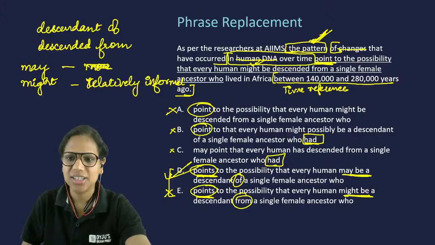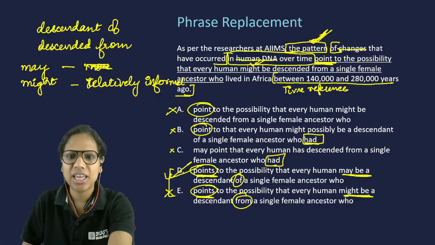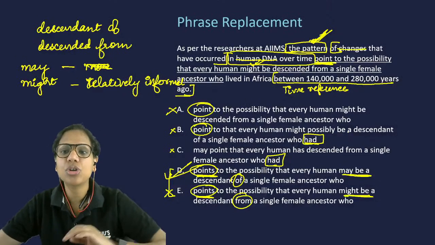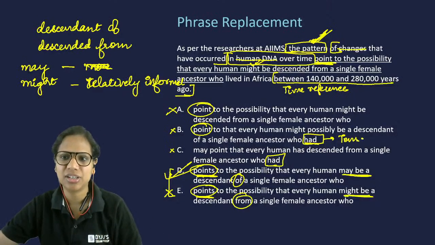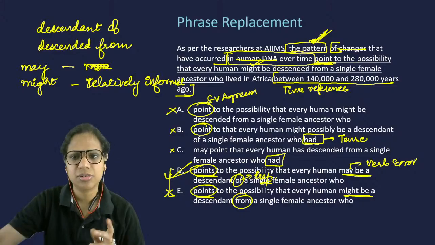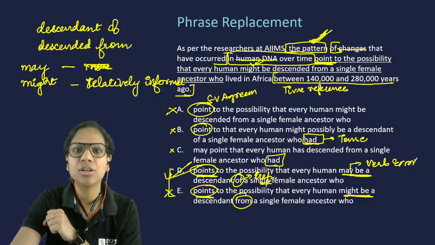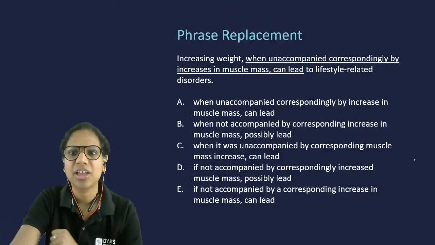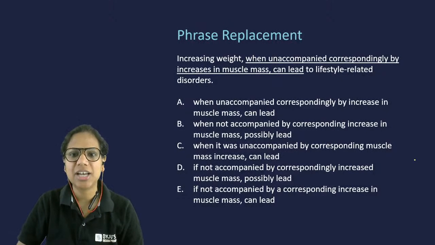Good, Shri. You said D. Excellent. Can we go to the next question? So here we saw so many types of errors: tense error, subject verb agreement error, preposition error, modal verb error. So many types of errors packed in one question. Okay, let's have a look at this one.